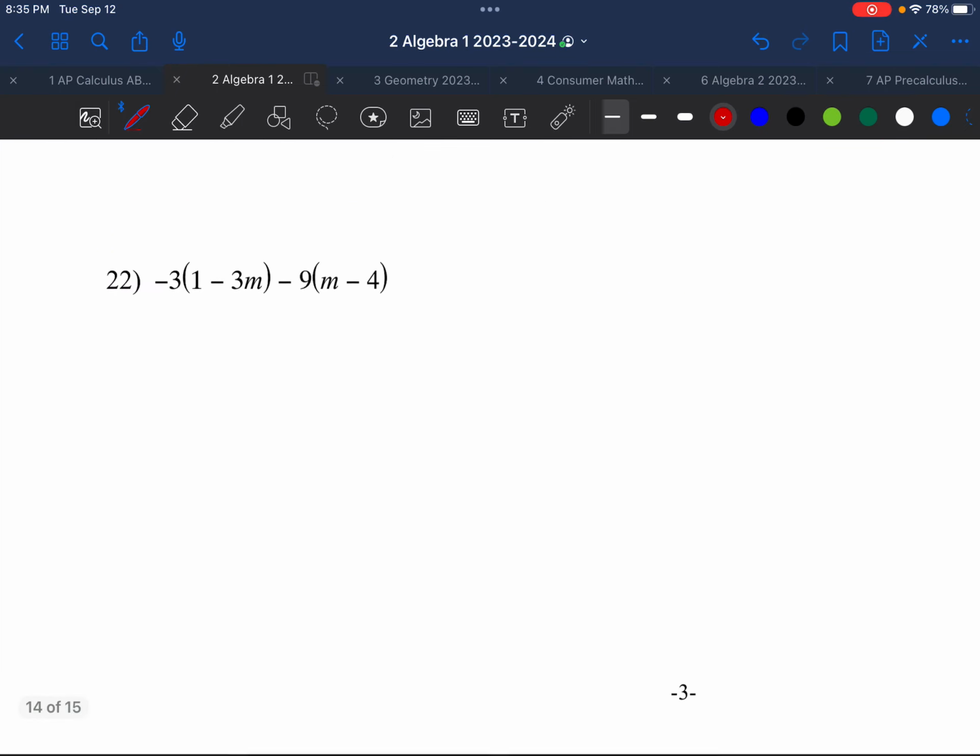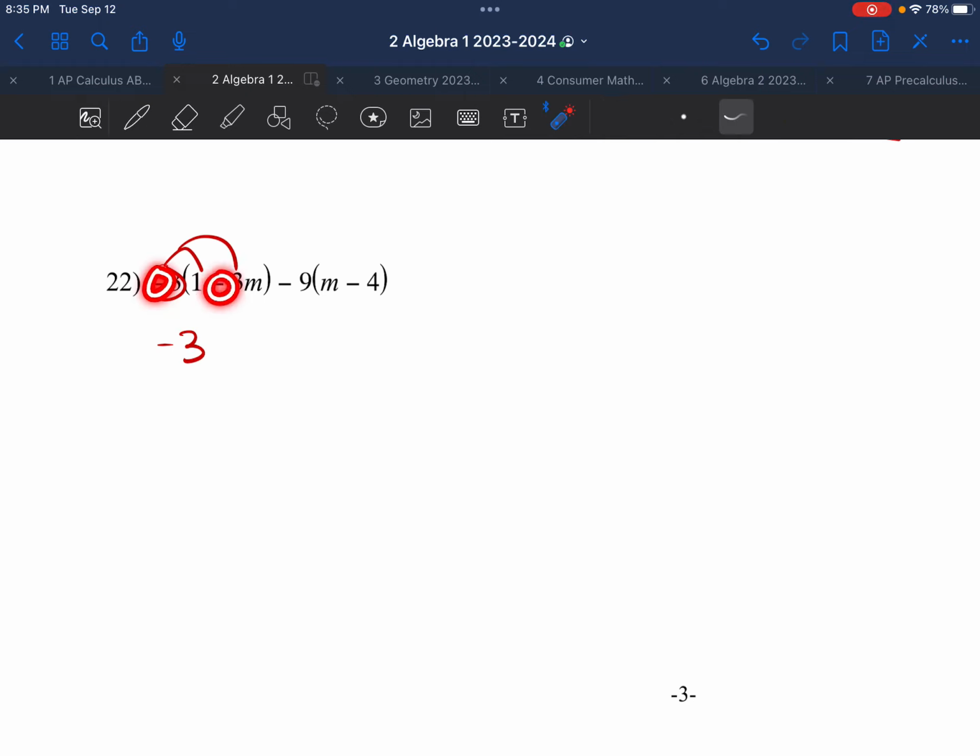Last question. Here we go. Number 22. We're going to distribute. And be careful. When you distribute, you do distribute that negative out in front. So it's going to be negative 3 times 1 to get negative 3. And negative 3 times a negative 3m. A negative and a negative multiply to a positive. And 3 times 3 is 9.